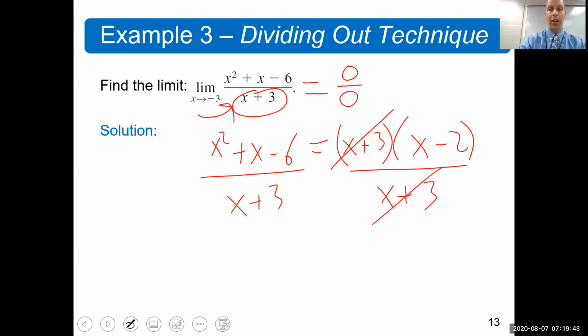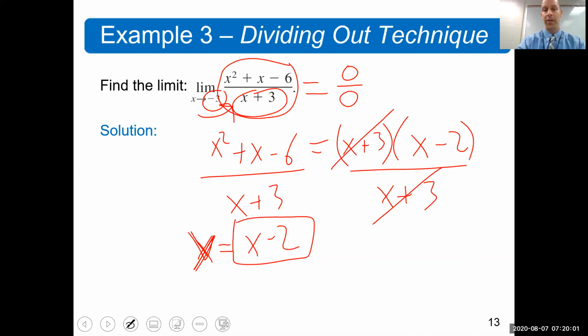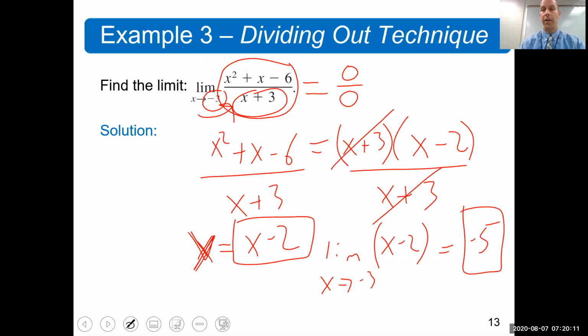So what I'm telling you is that the function, oops, this should be a y, sorry. The function y equals x minus 2 is equivalent to this function, except at the point x equals -3. But that means I can use this function to find my limit. So I'm really just interested in the limit as x goes to -3 of x minus 2, which is clearly -5. The answer here is -5.